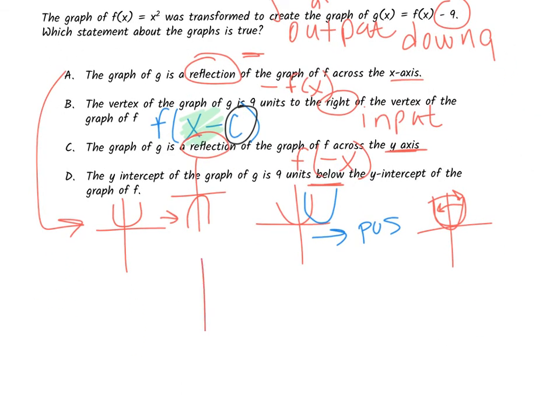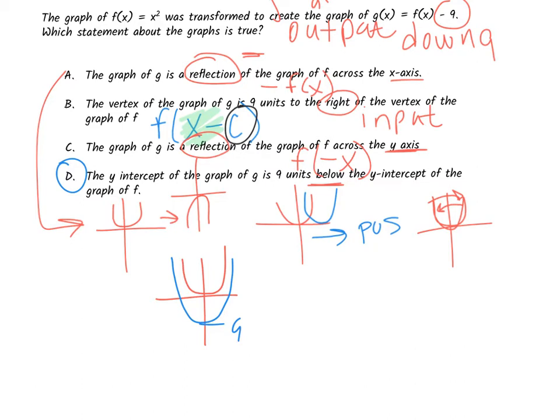Okay, so that will look like this. Here's our parent function. Pretend it goes through the origin. Let me draw it again. There's our parent function. If I shift it 9 units down, it's going to be down here at negative 9, and that's what's happening, so that's why D is the correct answer.